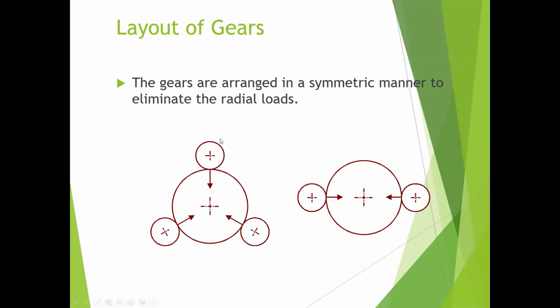When you have these multiple gears, the gears are arranged in a symmetric manner to eliminate the radial loads. Right? So you can see these 3 little ones need to be arranged about this one symmetrically. Why? Because if these 3 are arranged symmetrically, the radial forces the 3 smaller gears give to the bigger gear, 1, 2, 3, can balance one another.